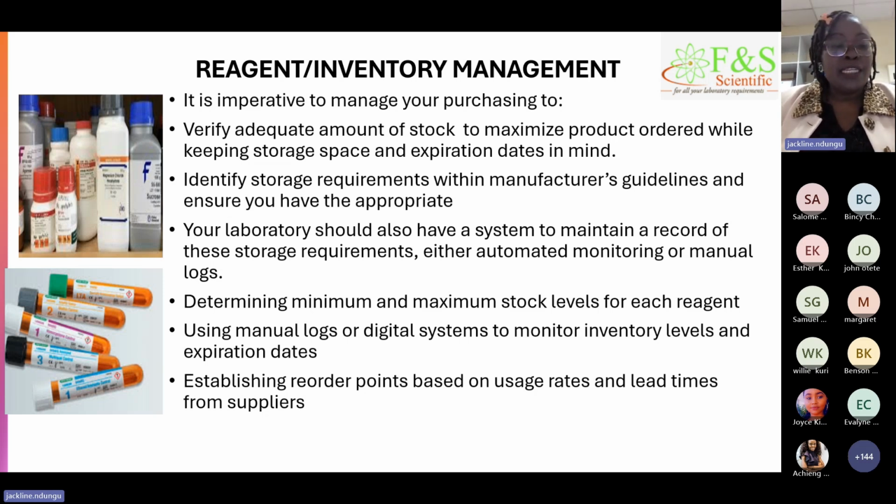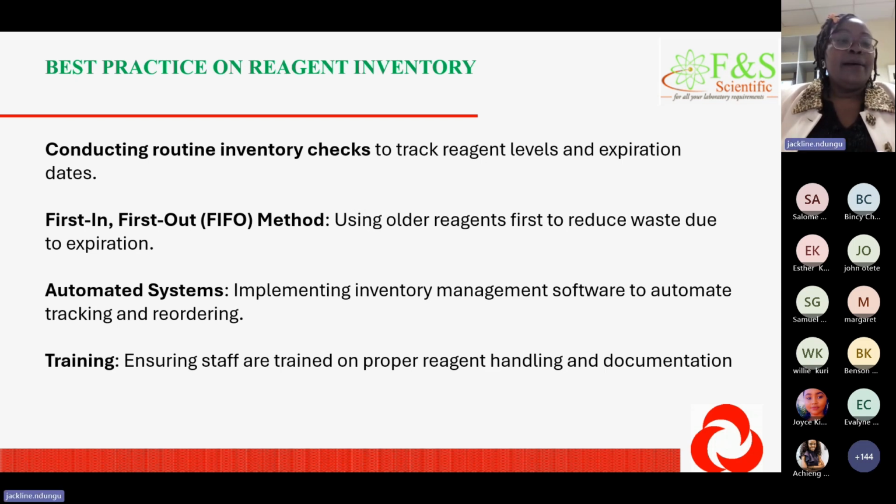So manage your reagents, make sure they are at the right temperatures, monitor the temperature even in your room where they are being kept. Just make sure that you have appropriate guidelines per the manufacturer. I've said best practice in terms of reagents. Do random checks. Just make sure that you have adequate stock with you.